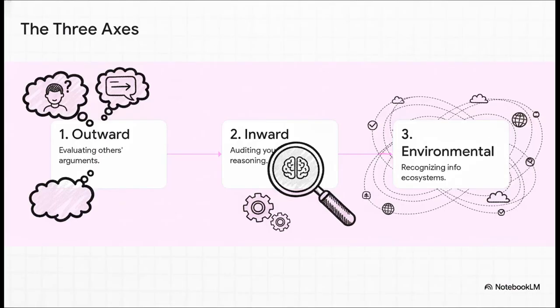So what are these three dimensions? Well, here they are. First, you've got the outward axis. This is the classic stuff, analyzing other people's arguments. Second, we turn it around with the inward axis, where we have to audit our own reasoning. And finally, there's the environmental axis. This is all about recognizing how our information ecosystem, our feeds, everything, how it shapes what we even get to see in the first place. So let's break each one down.